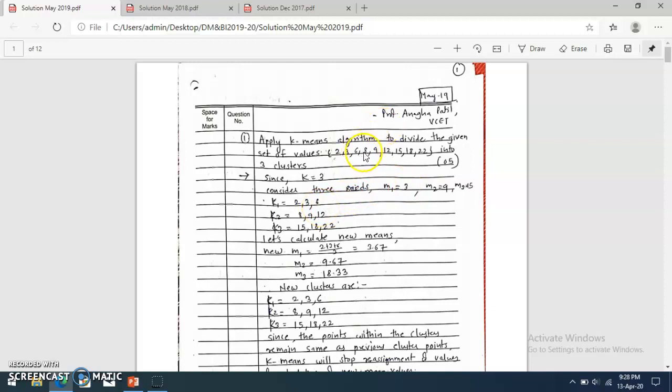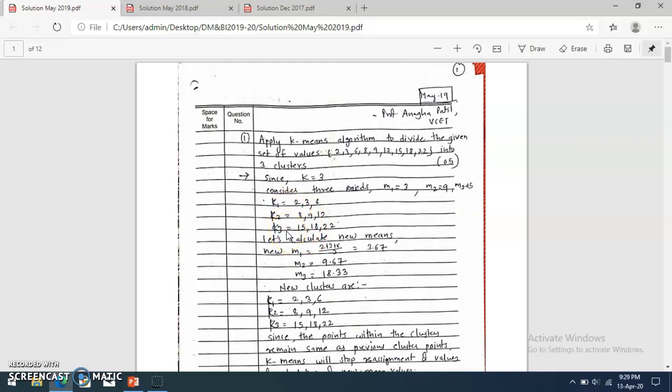Let's check the other values. The next value is 8. Now 8 is not near to 3, it is near to 9, so it would be placed into the second cluster. And so on. Accordingly we are having these 3 clusters, K1, K2 and K3.